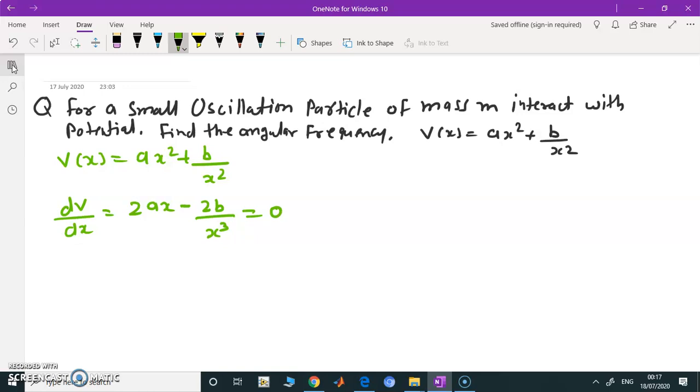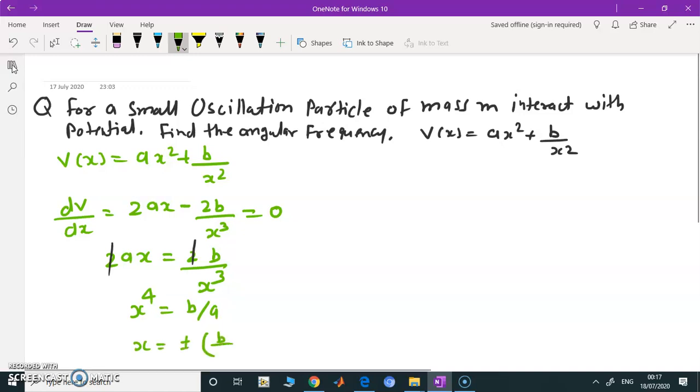Now if we solve this, 2ax is equal to 2b by x cube. And here the 2 will be cancelled out. If we simplify this equation, x to the power 4 is equal to b by a. So you will get x is equal to plus and minus b by a to the power 1 by 4. Right.